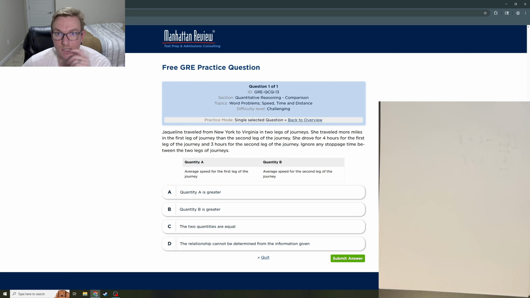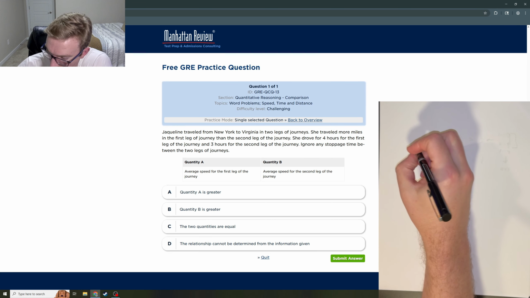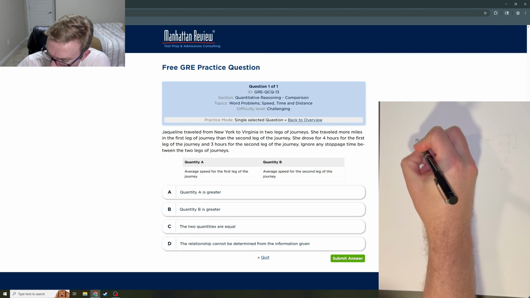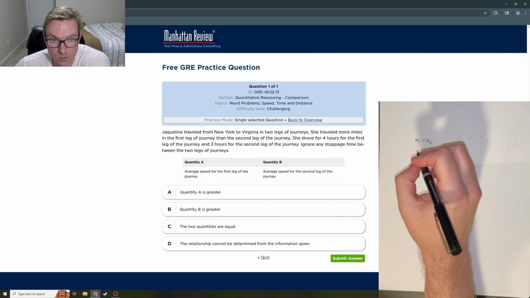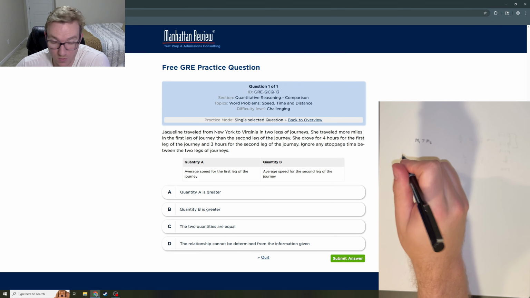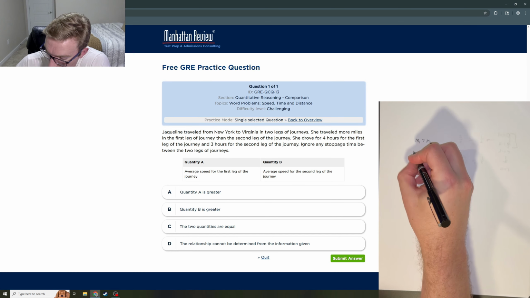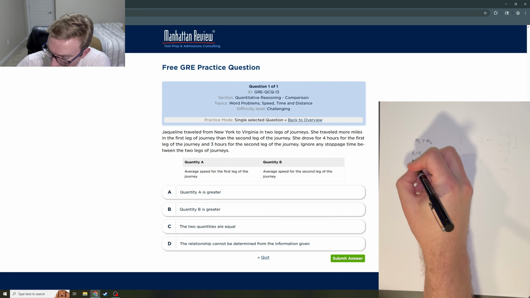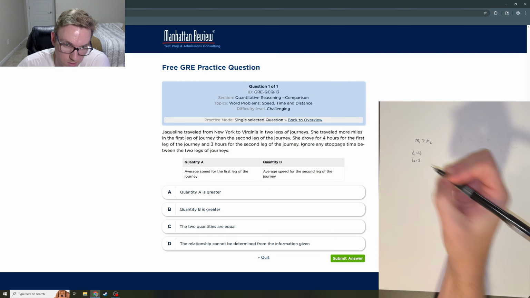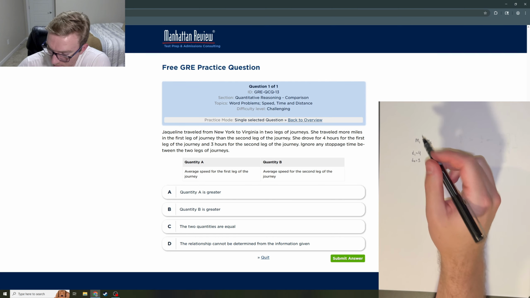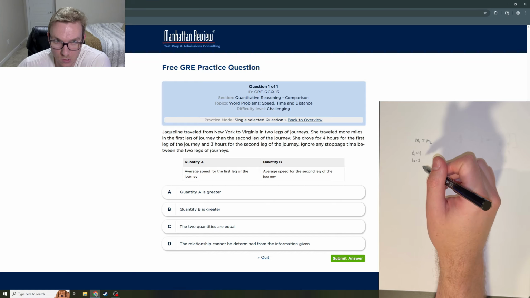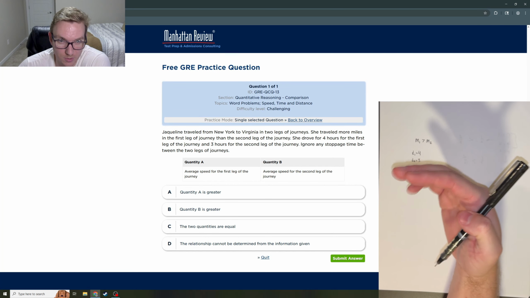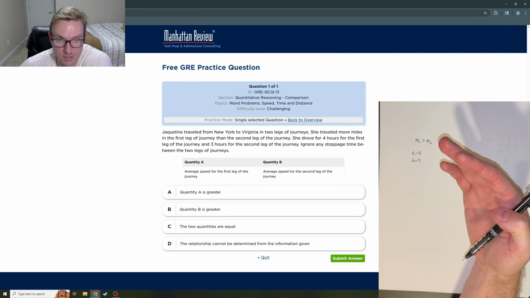This still feels like an unknown, and here's why. Let's call the miles that she travels in the first leg M1. We know that's more than M2. We also know it took her more time for the first, right? So basically T1 is 4 while T2 is 3. And then it wants to know the average speed, right? So that's basically going to be M1 over 4 compared to M2 over 3. Obviously it's talking about New York to Virginia, but it doesn't give us a total distance that she is traveling.